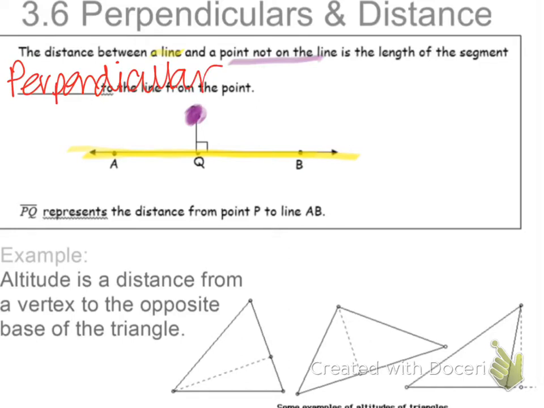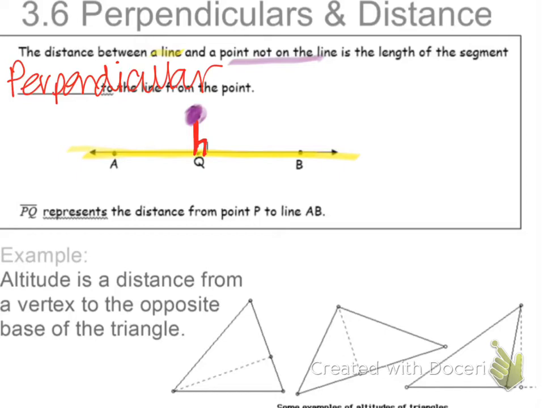So the distance between that yellow line and that purple point is the length of the segment that is perpendicular. So this line in between them is already drawn, but if it wasn't, I would say, okay, how do you get the distance between that point and that line? You would have to figure out how to draw in a perpendicular line, which is where opposite reciprocal slopes are going to come into play a little bit later.